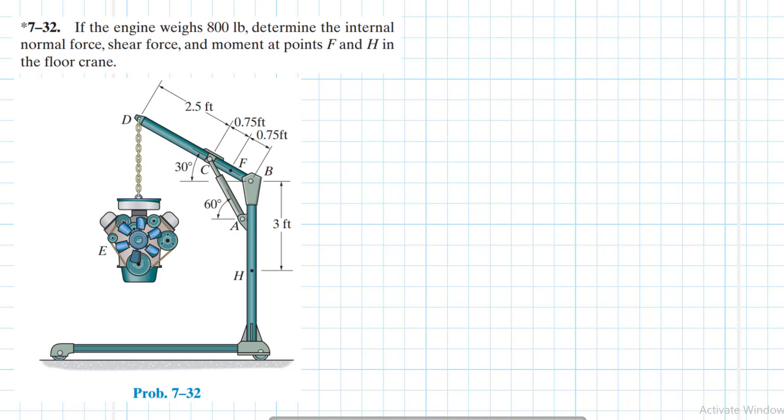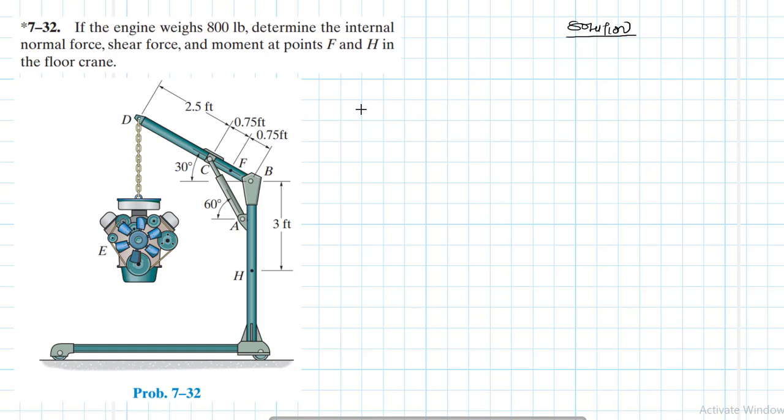The problem reads, if the engine weighs 800 pounds, determine the internal normal force, shear force, and moment at points F and H in the floor crane. This problem is coming from the Engineering Mechanics Statics textbook, 13th edition by R.C. Hibbeler.